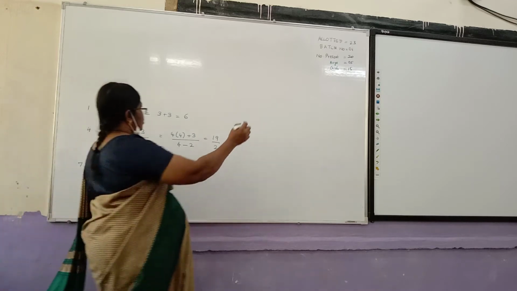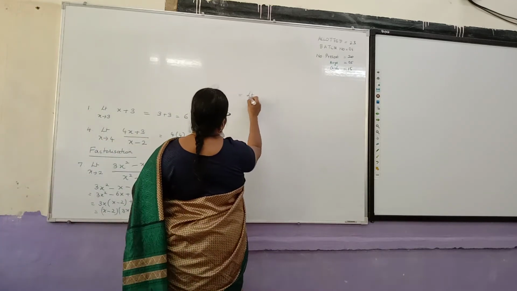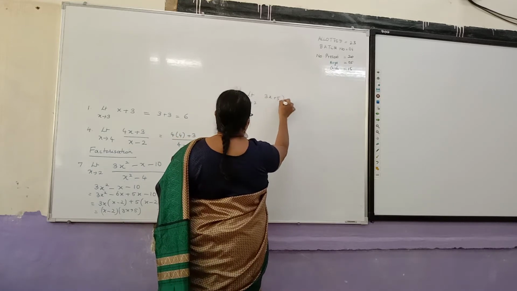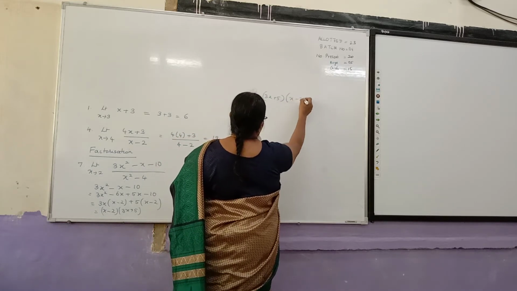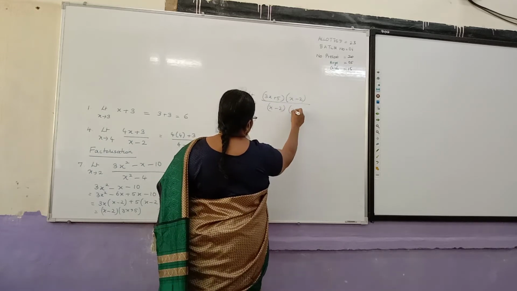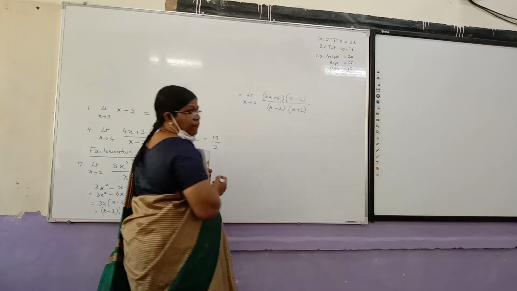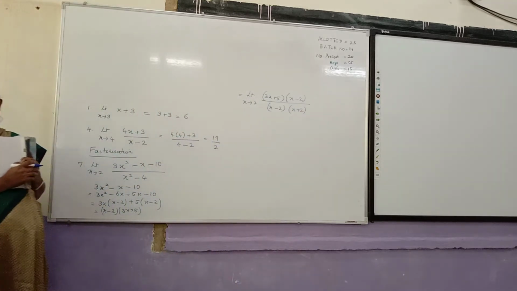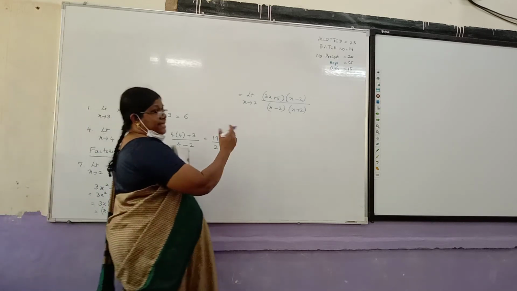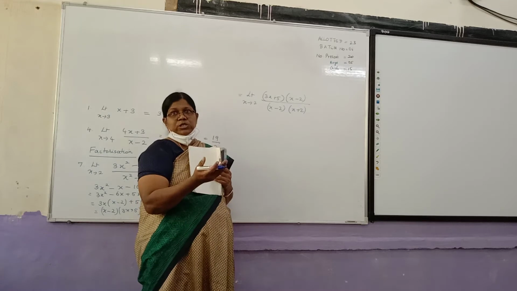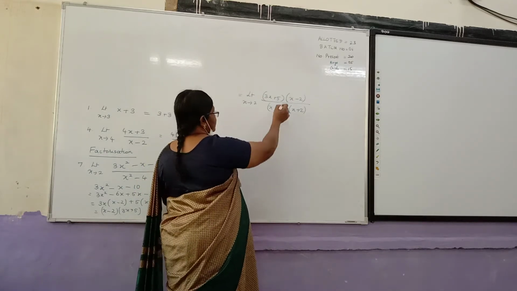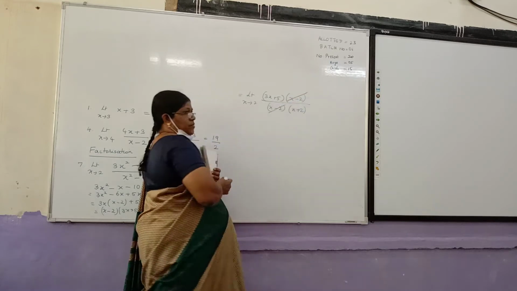So now this is equal to limit x tends to 2, (3x plus 5) into (x minus 2) divided by (x minus 2) into (x plus 2). The denominator, you know, is in the form a square minus b square, so a plus b, a minus b. Which factor is hindering here? That is x minus 2, because when you put 2, it becomes 0 by 0 form. So this factor will get cancelled.